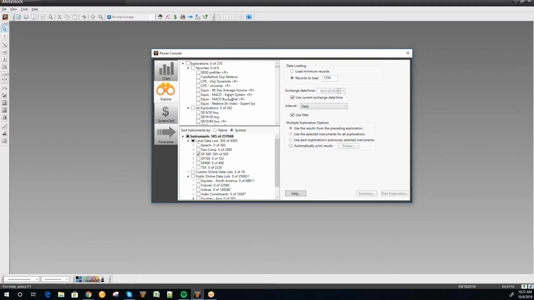Now, in this example, we're looking at the MACD expert system, which means I am going to be searching for MACD buy and sell signals, as well as overbought and oversold situations. So I'm going to go ahead and select the MACD expert system. I'm going to come down here and select my S&P 500. And what this is going to do is look for those buy and sell signals and overbought and oversold conditions over the S&P 500.